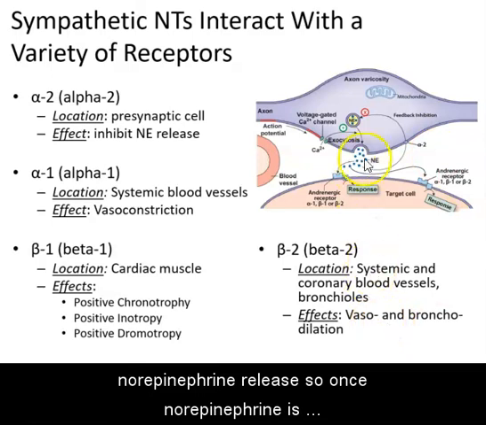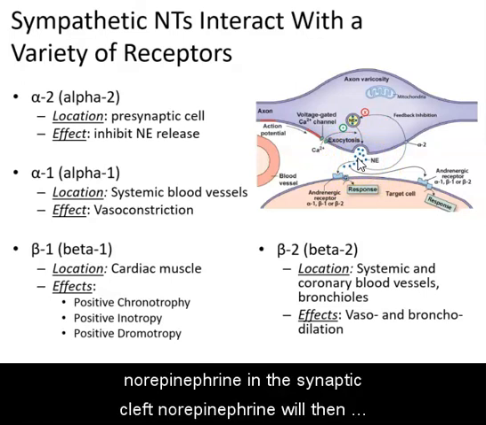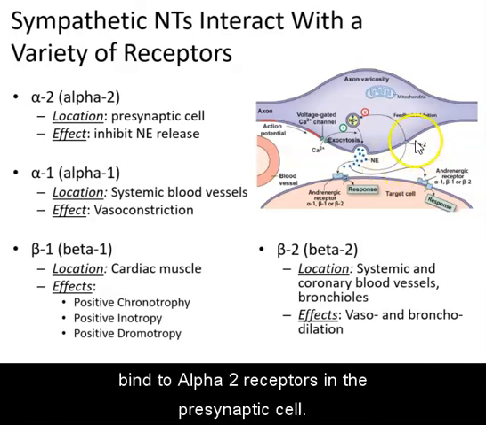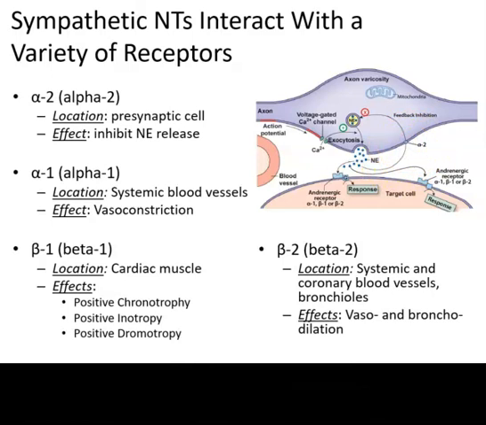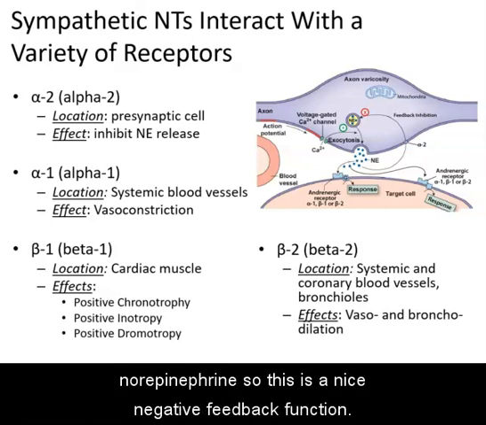So once norepinephrine is released by the axon, if there is a large concentration of norepinephrine in the synaptic cleft, norepinephrine will then bind to alpha-2 receptors in the presynaptic cell. And then will inhibit the release of more norepinephrine. So this is a nice negative feedback function.